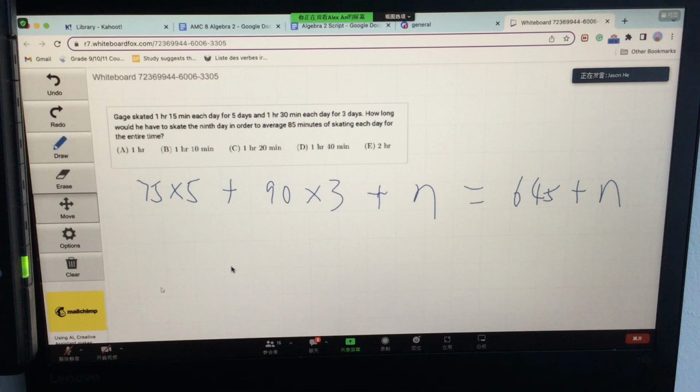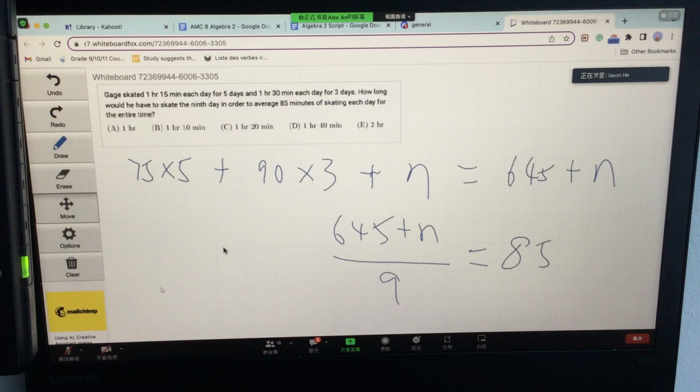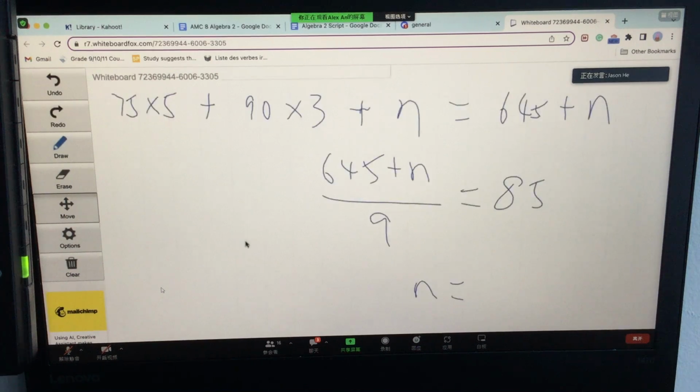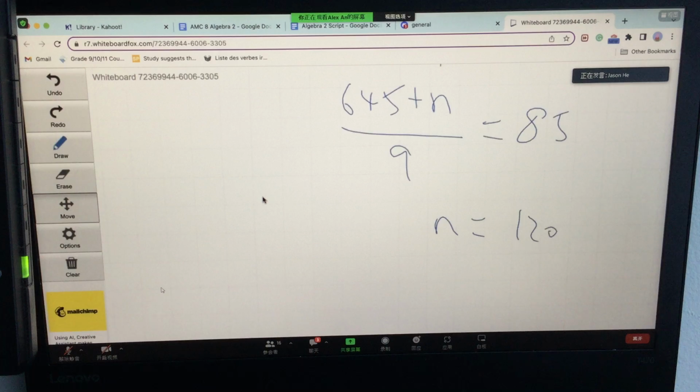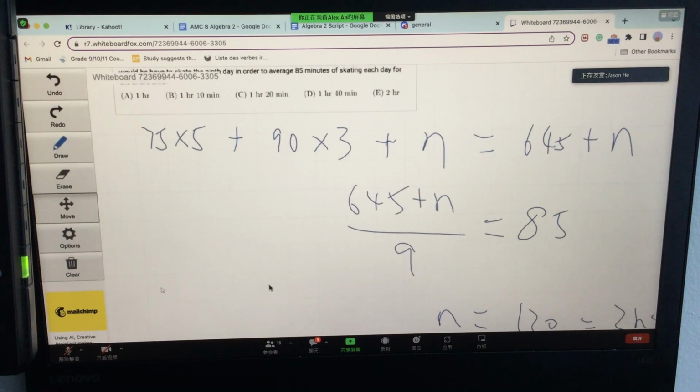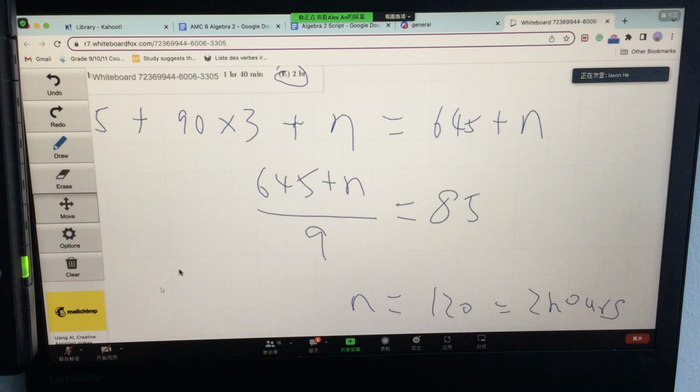And so she wants to average 85 minutes of skating every day for the entire time, and there's a total of 9 days. That will be 645 plus n divided by 9. You want that to be equal to 85. And so by solving, we get that n is equal to 120 minutes, which is equal to 2 hours. So 2 hours, that's the answer to this question.